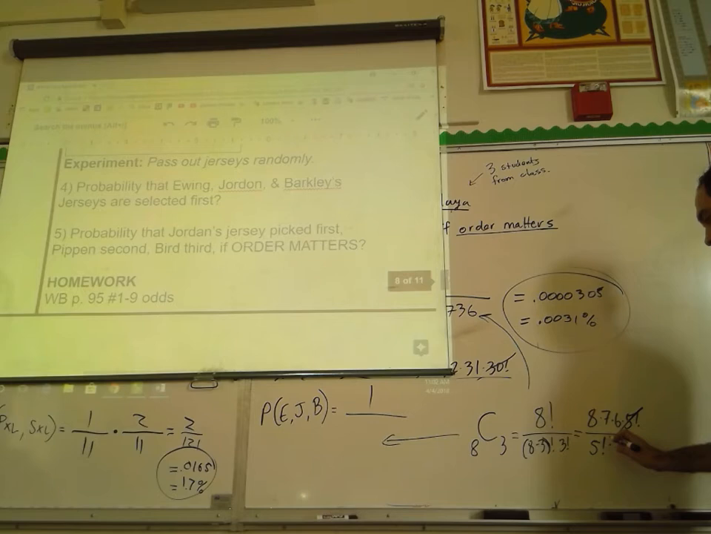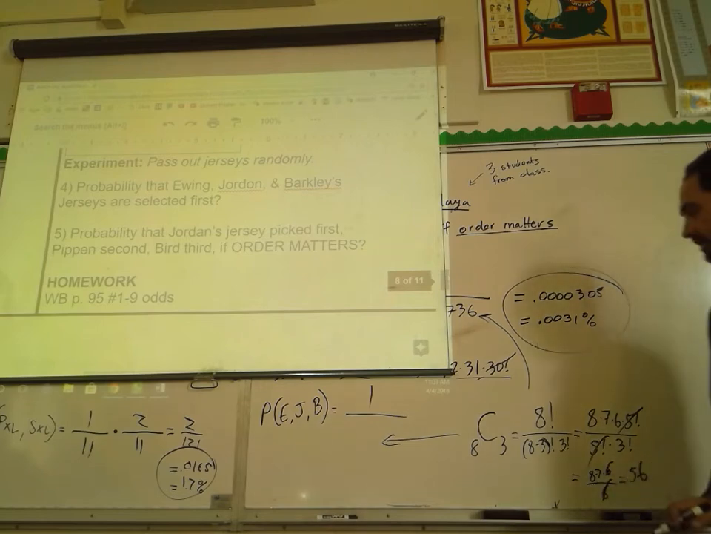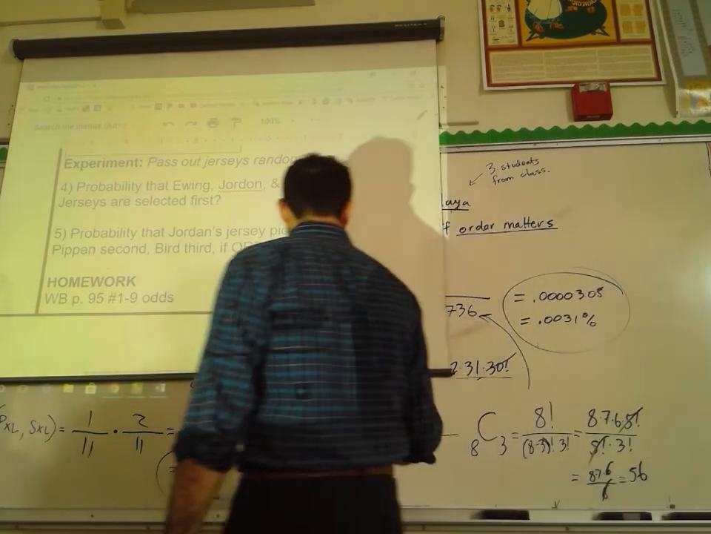5 factorial on the top. On the bottom, gone. 8 times 7 times 6 over 3 factorial is 6. What can I cancel out here? What else can I cancel out? That's 6. 6 is gone. 56. So we just figured out this is 56.